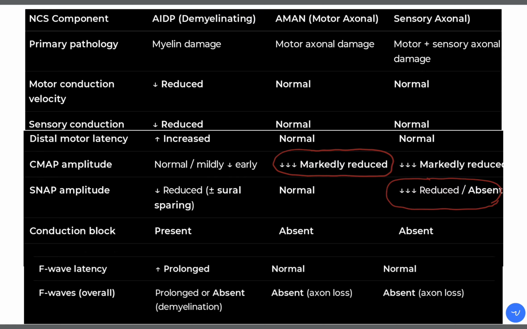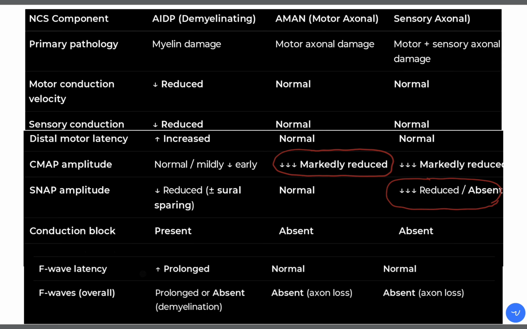Compound muscle action potential is particularly useful in assessing axonal neuropathies. So it is normal to mildly reduced in AIDP, but it is markedly reduced in AMAN and also in AMSAN, because both of these are axonal neuropathies. Then this is sensory nerve action potential amplitude. Because in AIDP sensory nerves are also getting affected, it will be reduced, but it will be markedly reduced in AMSAN. Okay, conduction block is a feature of AIDP, but it will be absent in AMAN and AMSAN. Again, F wave latency is prolonged in AIDP.